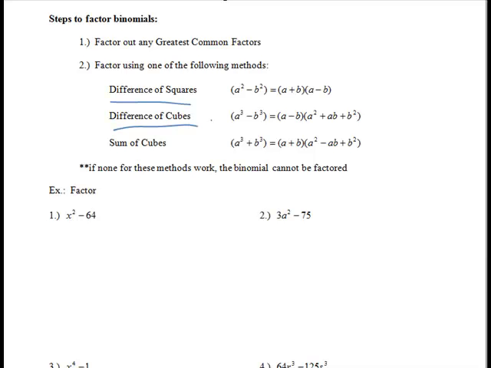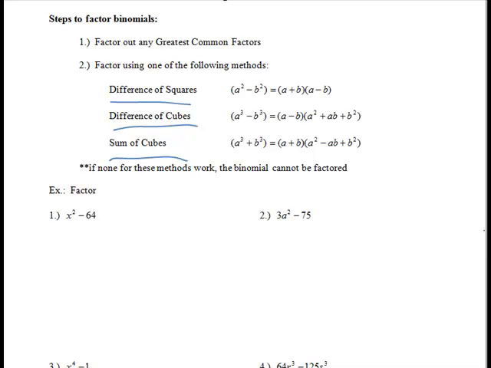2 terms that are perfect cubes, you can take the cube root of, that are being subtracted. You're going to factor this into a minus b times a squared plus ab plus b squared. And the sum of cubes: 2 perfect cubes that you're adding together, it's going to be factored into a plus b times a squared minus ab plus b squared.